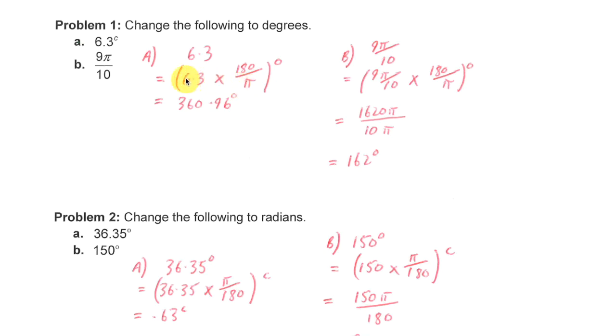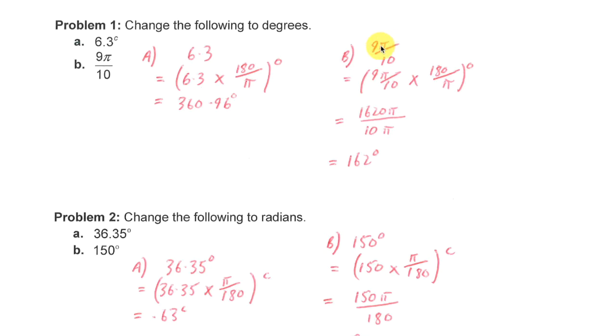And I literally put that part into my CAS calculator, and that pi, of course, is equal to 3.142, and I put that into my calculator using the pi button. So you go 6.3 times the fraction, 180 over, and then you insert the pi button there, and it'll spit out 360.96 degrees.